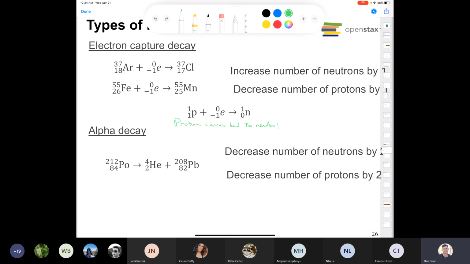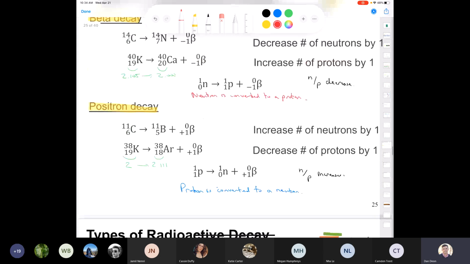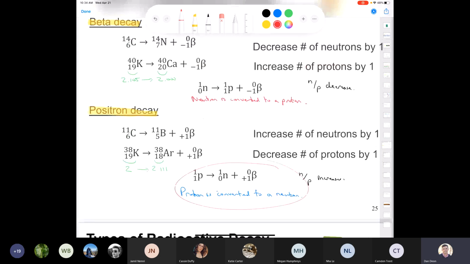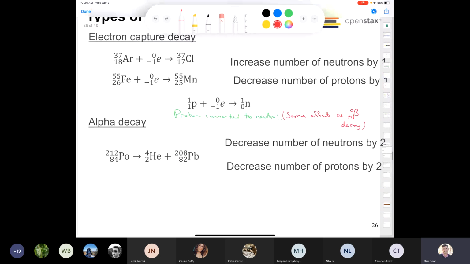Notice that electron capture decay has the same effect as positron decay. Kind of running out of space here. But it has the exact same effect, in that a proton is being converted into a neutron that we saw here. So again, the number of neutrons to protons increases. All right, there we go.